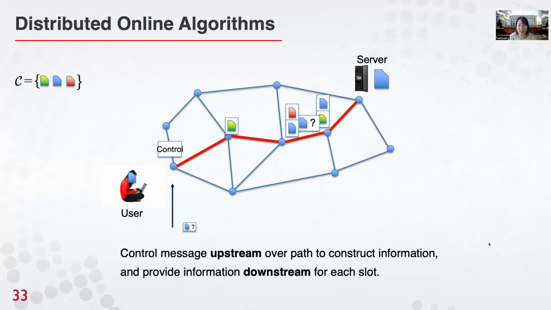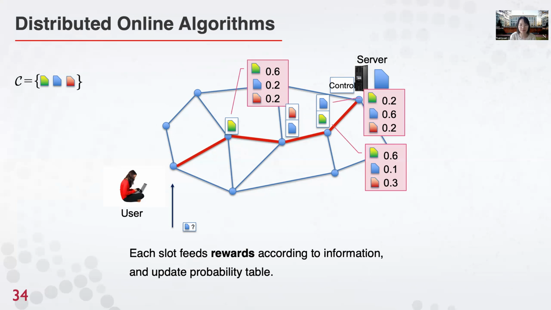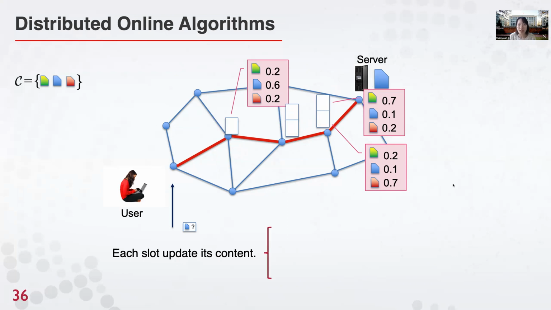After reaching the designated server at the end of the path, the control message is back propagated over the reverse path. Every time it traverses a node, each storage slot fetches information stored in the control message and computes a reward. Having this reward, each slot updates its probability table respectively. These are the new probability tables. Finally, each slot stores a new item according to its new probability distribution.